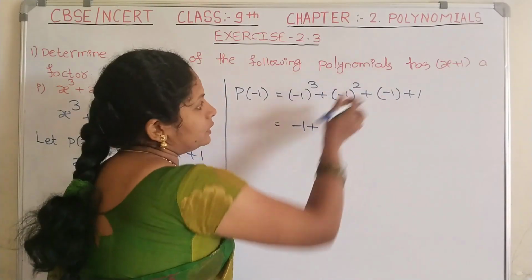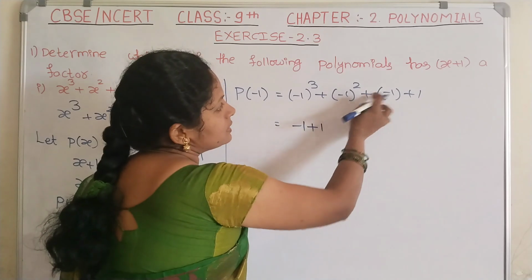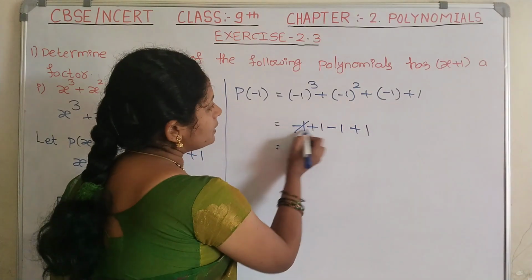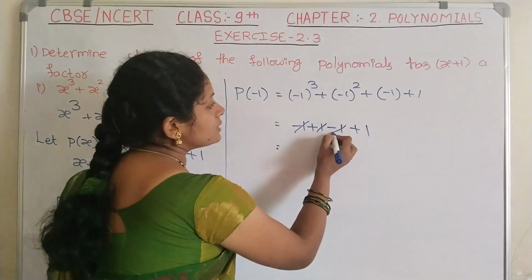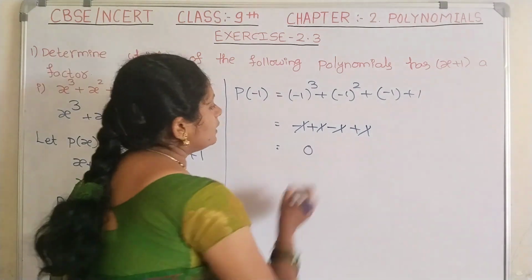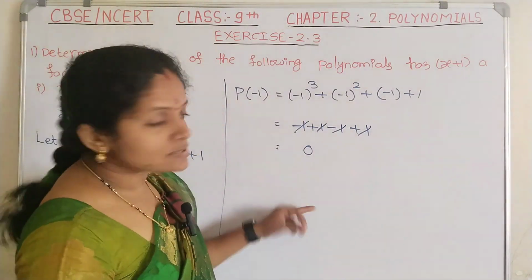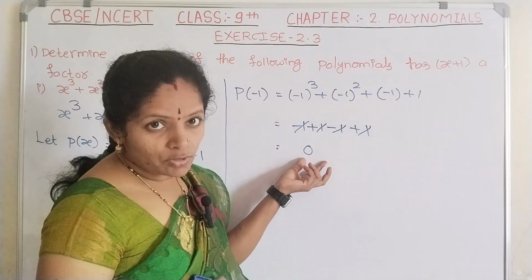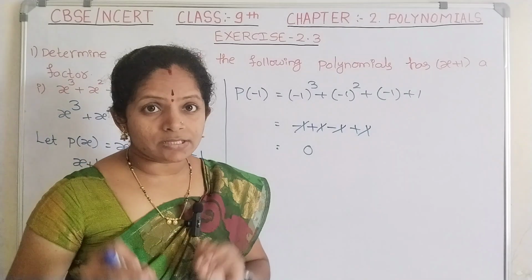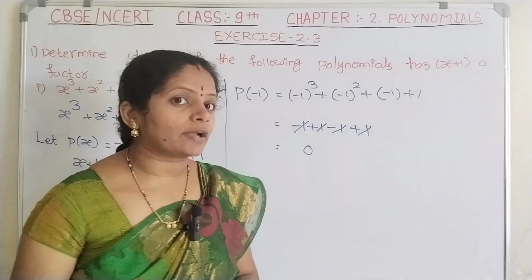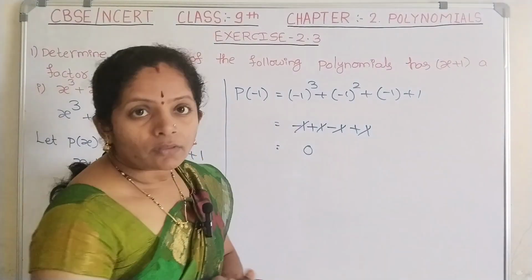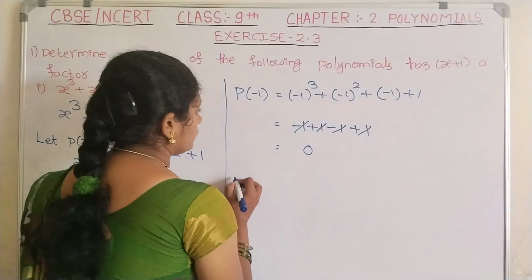Plus minus 1 into minus 1 is 1. Plus into minus, minus 1 plus 1. Here minus 1 plus 1, minus 1 plus 1, all will become 0. Finally, we will get 0. As we are getting 0, it means x plus 1 is a factor. If we don't get 0, x plus 1 is not a factor of the given polynomial. Like this, we have to declare the answer.